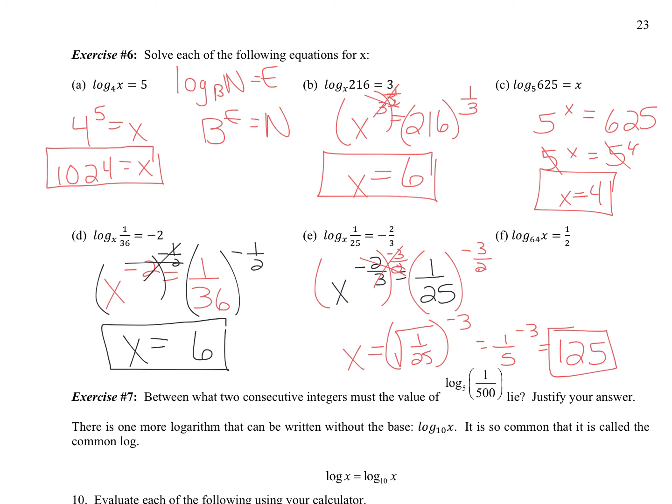The next one is relatively easier. Base is 64, exponent is 1/2. 64 to the 1/2 just means the square root of 64, right? So this answer is going to be 8.